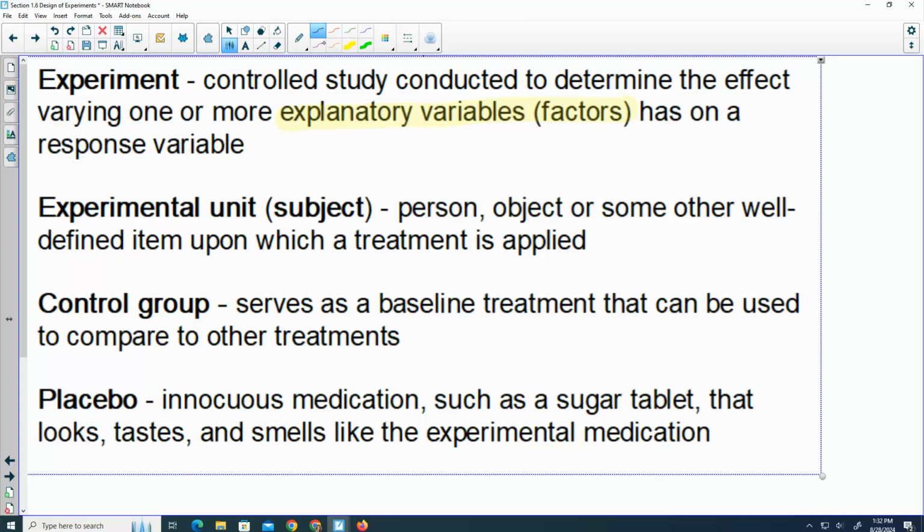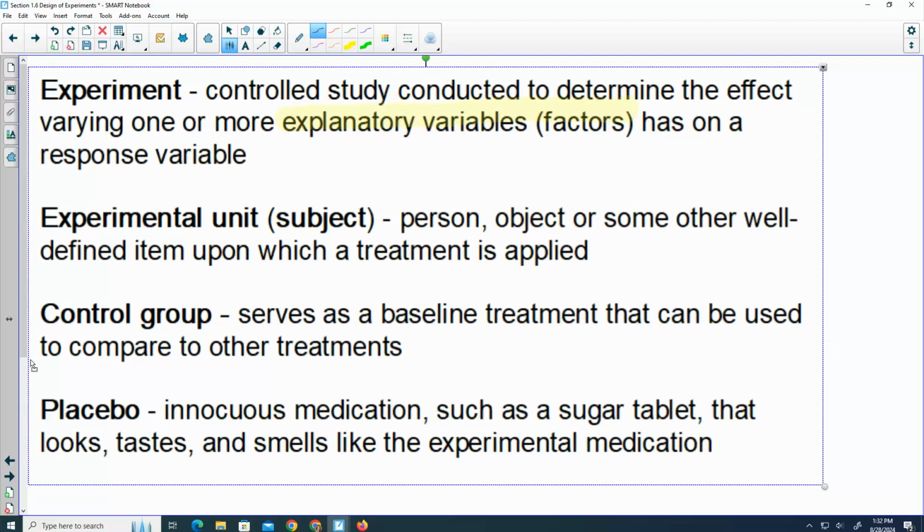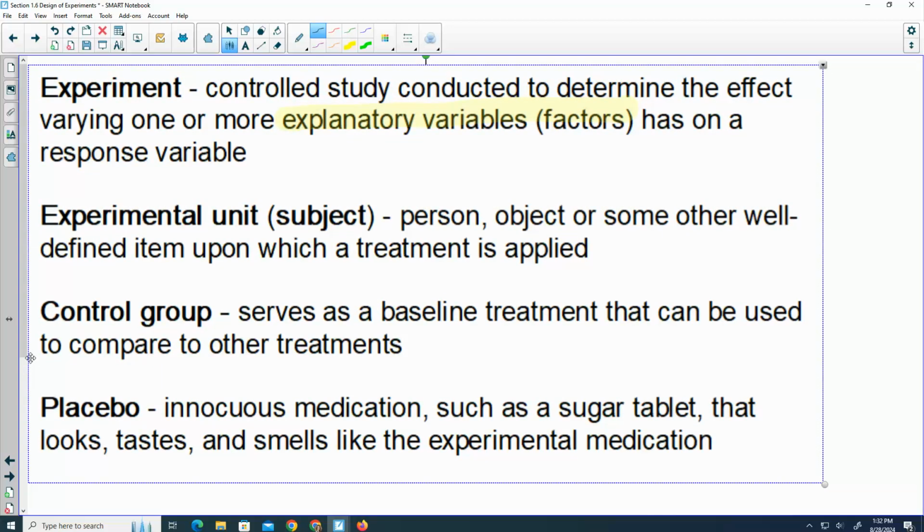Okay, the subject would be like you guys, the people that I'm doing this to. Those are my subjects. The control group is like your baseline. So I might have two classes. One class takes a test with classical music, one takes it without. So the class taking it without would be my control group. They are not having that factor for the explanatory variable.